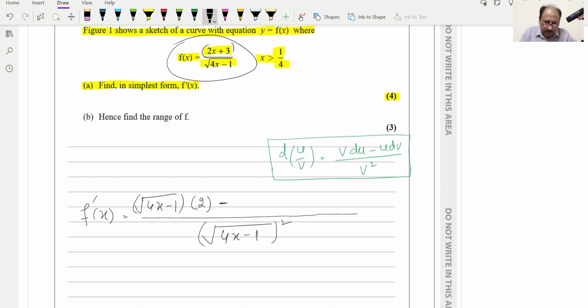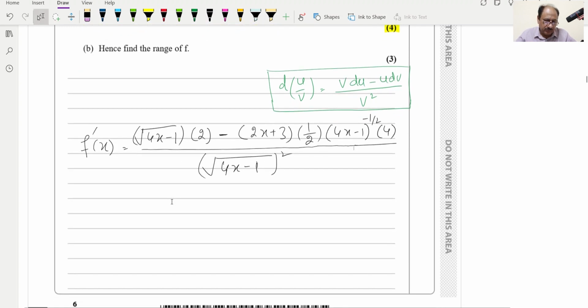and minus, as mentioned in the formula, this will be 2x plus 3 as it is, and the derivative of this denominator will be what? We can take the derivative 1 by 2 into 4x minus 1 raised to minus 1 by 2 into the derivative of 4x minus 1, which is 4. Hopefully you are understanding, and this is an easier definition, easier differentiation.